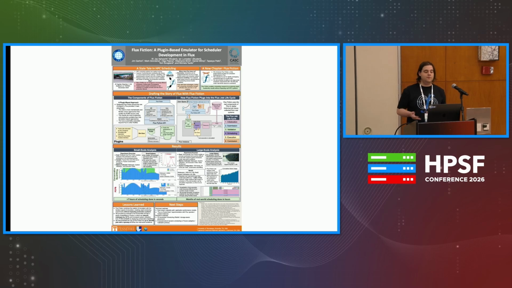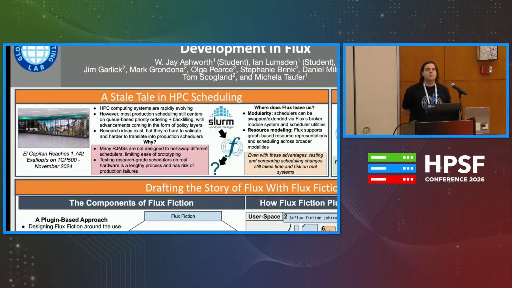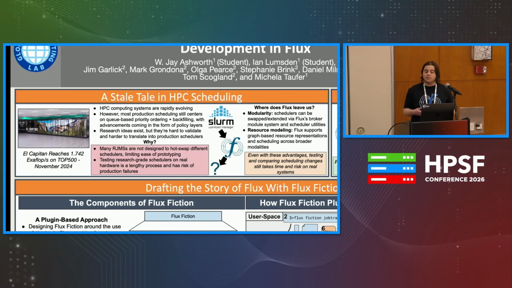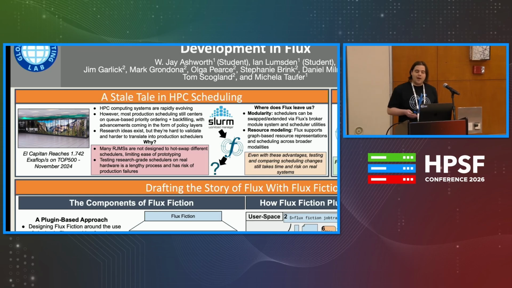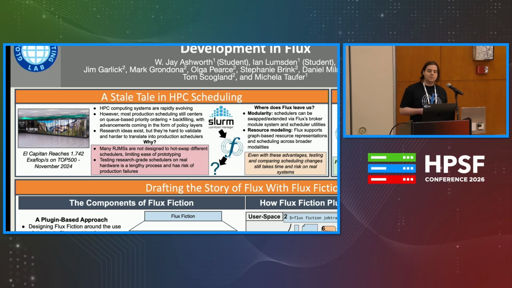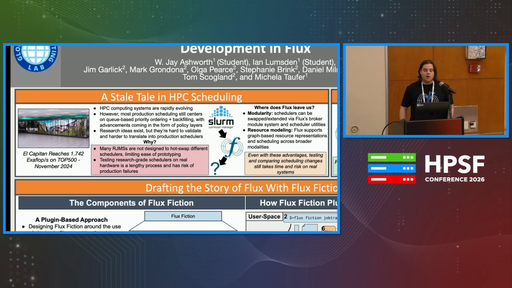Today I wanted to tell you about a project that we've been working on in collaboration with the Flux team called Flux Fiction. So the problem that we're trying to solve in this project is HPC job scheduling. As systems become more complex, the job of the scheduler also becomes more complex, in order to maximize the efficiency of jobs or the usage of the system.